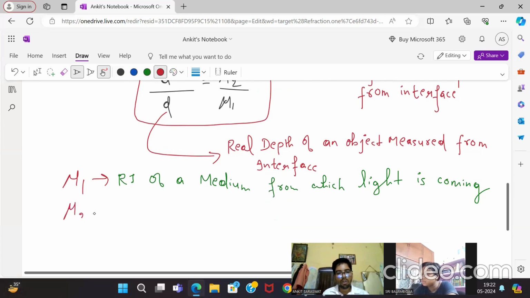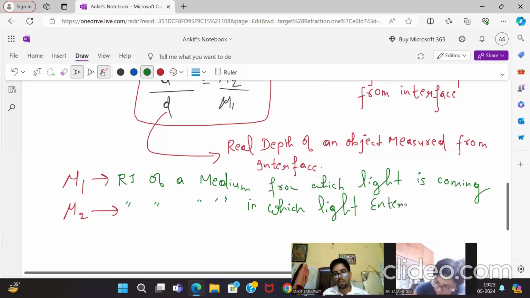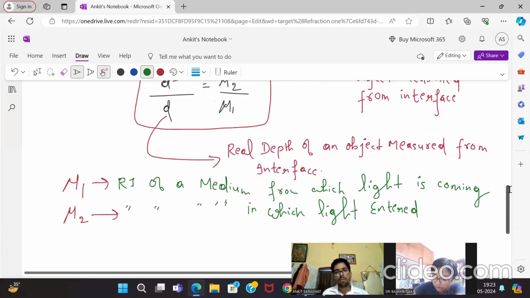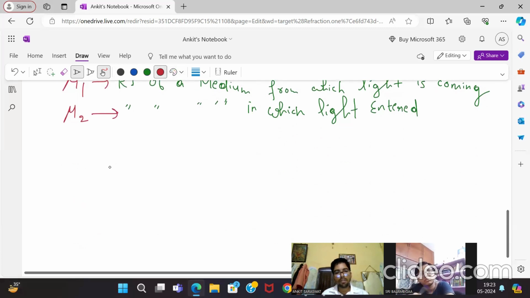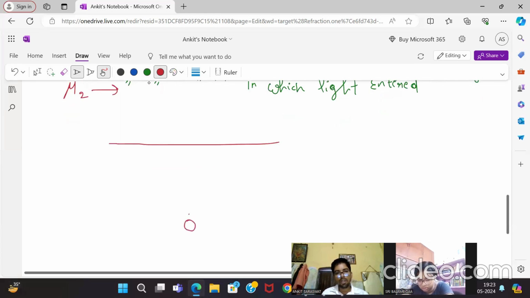What is mu2? In a similar way, refractive index of the medium in which light entered. Clear? Now this formula is valid for one interface. For example, one interface, one object is placed. If the object is placed like this, again I am showing here, then what is the meaning of this? You will draw two lines like this. This is one ray from this object. This is one more ray. Clear?